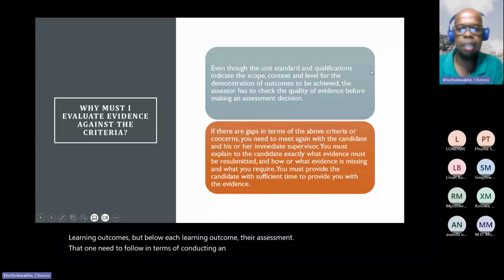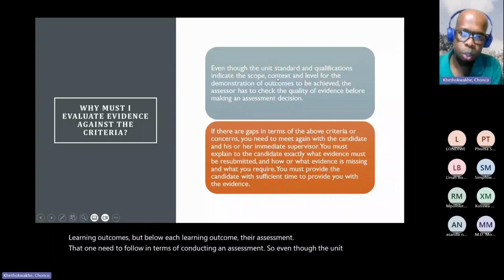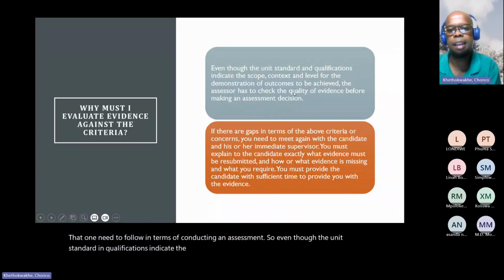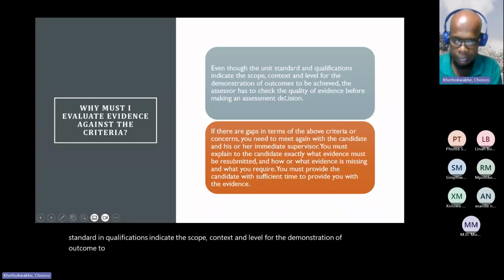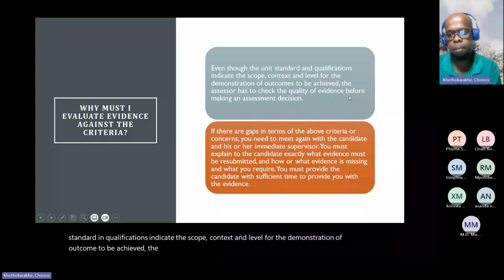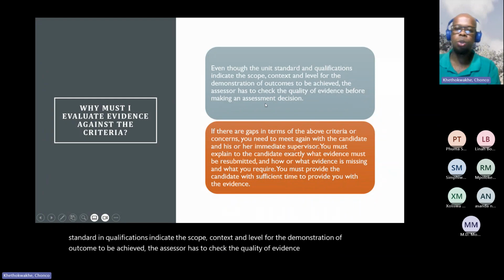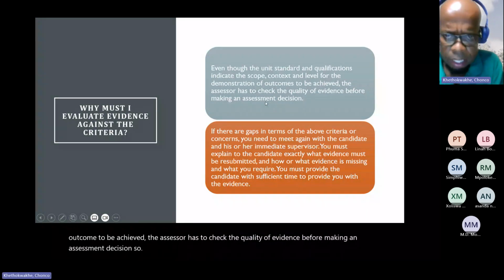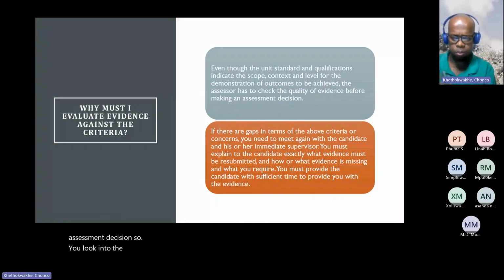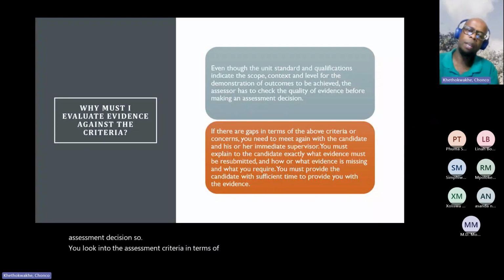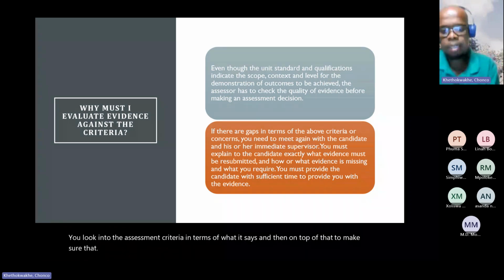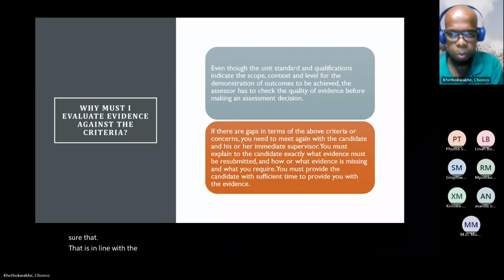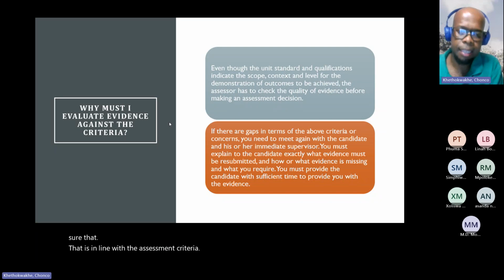So even though the unit standard and qualification indicate the scope, context, and level for the demonstration of outcome to be achieved, the assessor has to check the quality of evidence before making an assessment. So you look into the assessment criteria in terms of what it says, and make sure that it is in line with the assessment criteria, which outline the expectation.